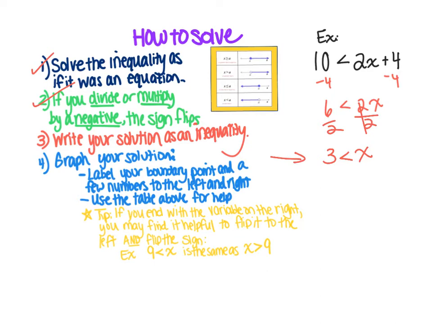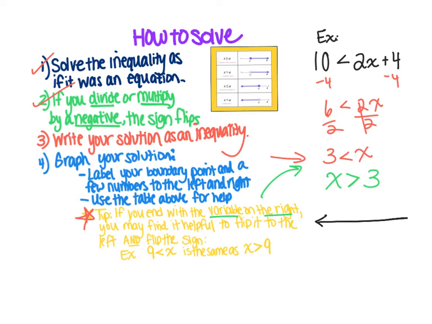But first I want to talk about the tip I put down here. If you end with the variable on the right-hand side, just like I did up here, you might find it helpful to flip it around so that I have the x over here and the 3 over here. But if I do that, I need to also flip the sign. So again, this is 3 is less than x, or I can say x is greater than 3. So I can flip it around as long as I flip the sign. And the reason I'll do that is, to me, that makes it easier to do my graph.